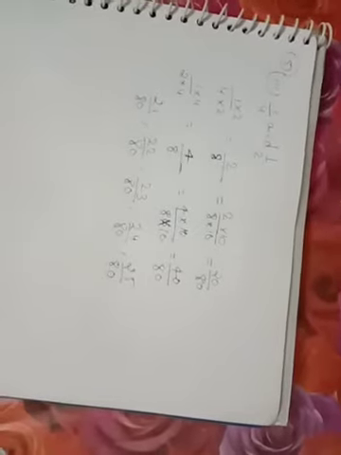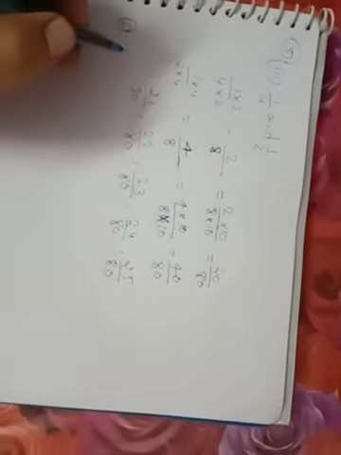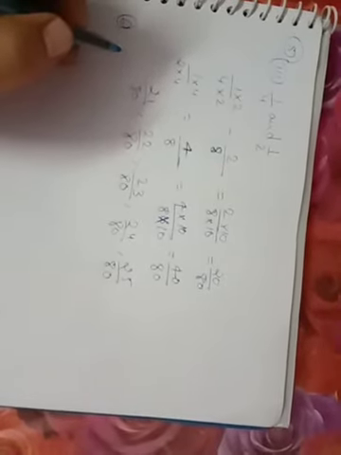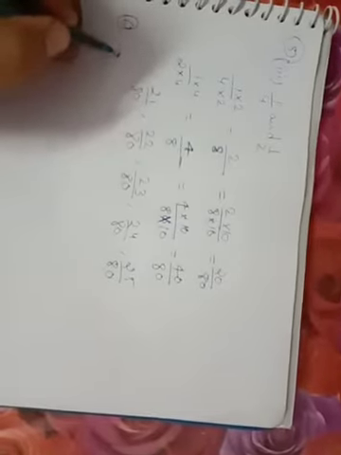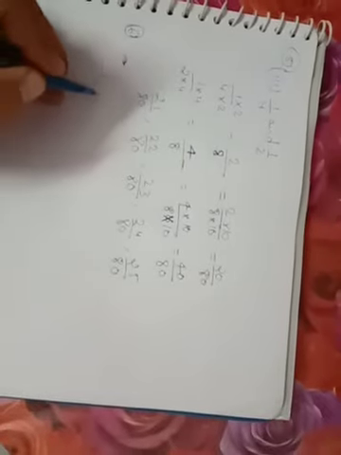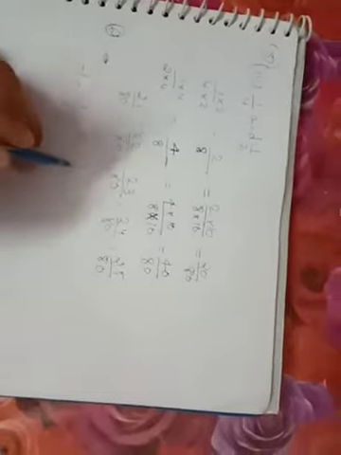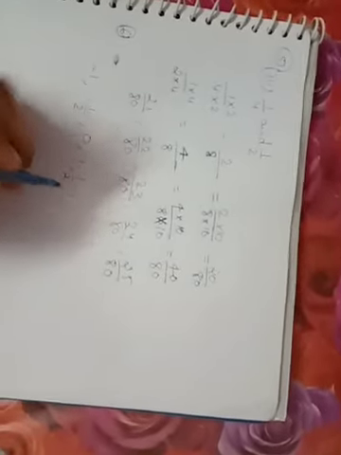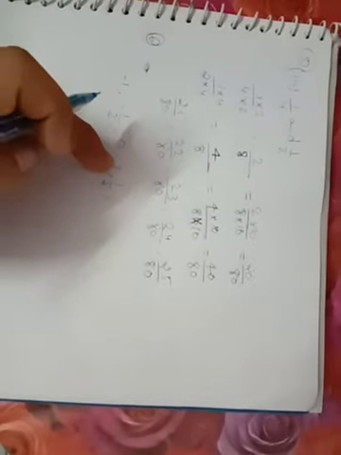Now come to question number 6. Find 5 rational numbers which are greater than -2. Greater than -2: so -1 is greater than -2, -1/2 is greater than -2, 0, 1/2, and 1, 2, 3, 4 and 5.